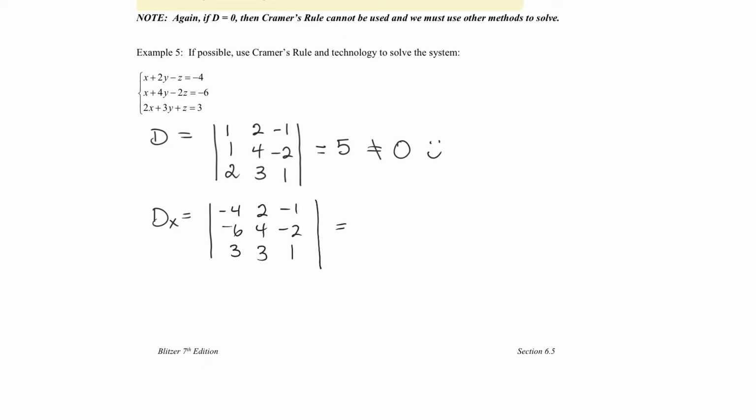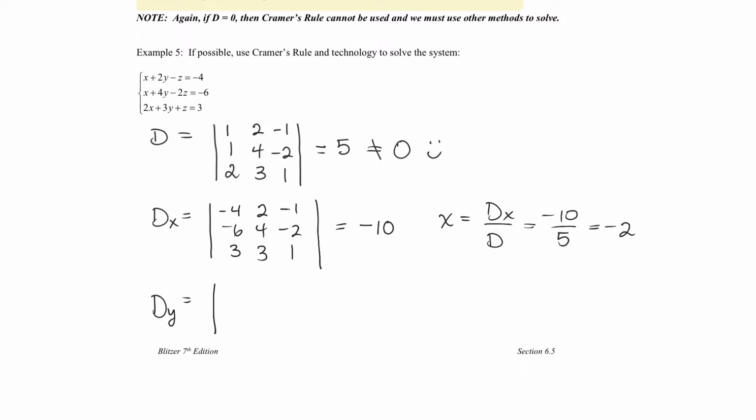Enter that into my calculator using another matrix, maybe B this time, and hit determinant of B, and whatever you want to call it, it doesn't matter. That's going to turn out to be negative 10. And so now I know x is equal to D sub x divided by D, negative 10 divided by 5, or negative 2. Now I'm going to solve for y.